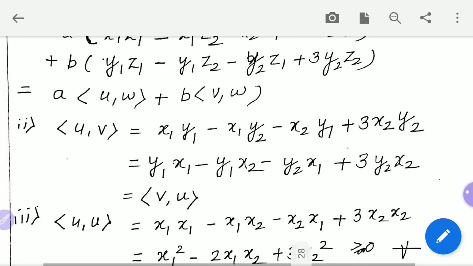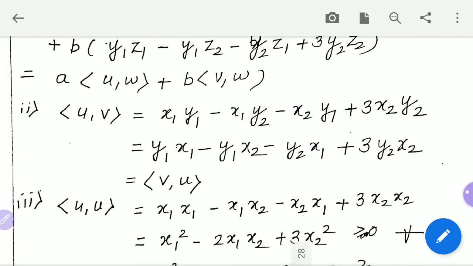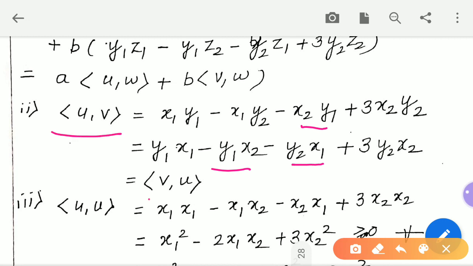Now the second property: u comma v is the same as v comma u. You can see the calculations. We have just reversed the order. x1 y1 we have written as y1 x1, x1 y2 we have written as y1 x2, x2 y1 we have written as y2 x1. We can do that because this is multiplication of real numbers. So finally we get u comma v as v comma u. So it satisfies the second property also, the symmetric property.